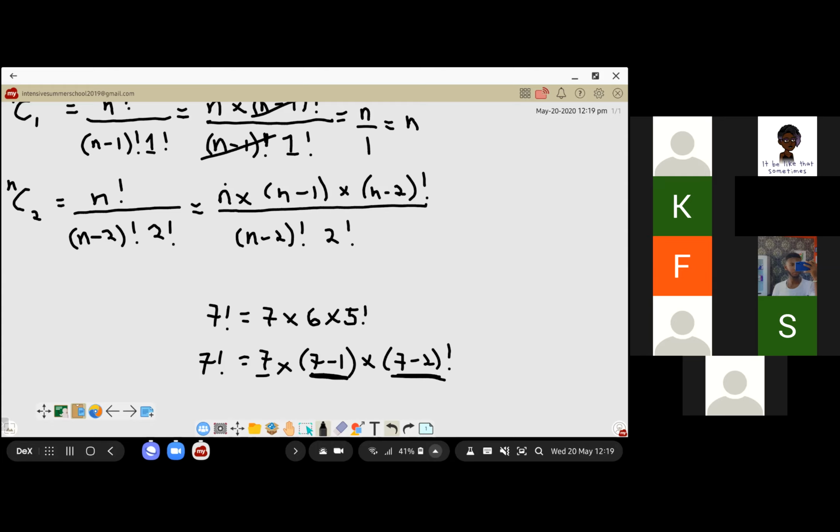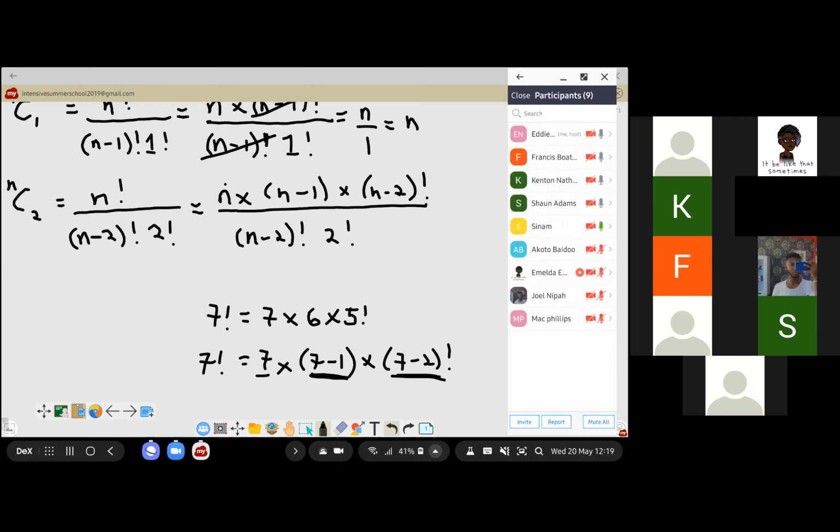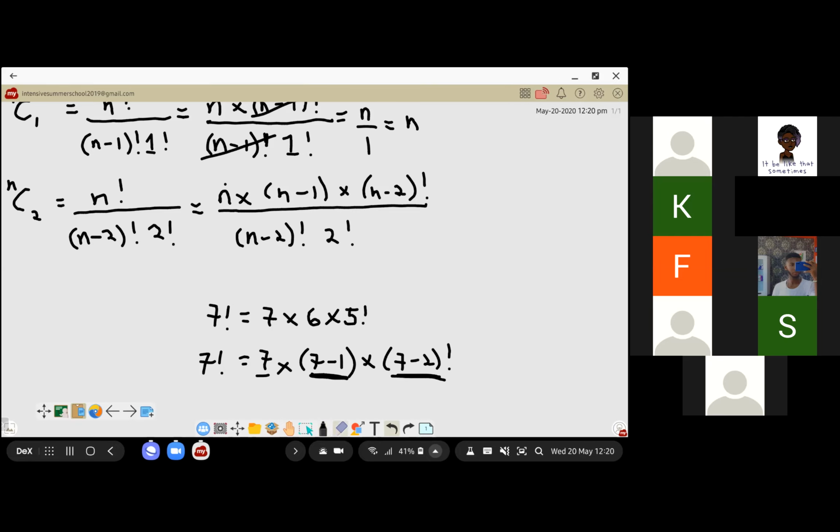So the next one, if you want to do the next, I can do n minus 2 times n minus 3 factorial. Yeah, it makes sense now, right? Yes, please. Francis, does it make sense now? Yes. Okay, good.